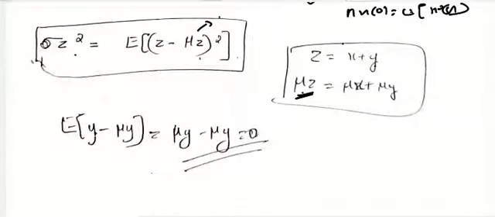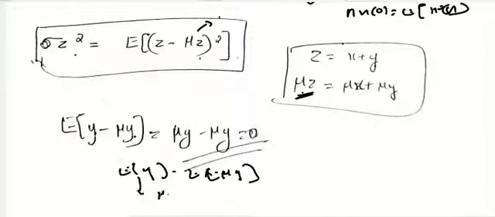And for y minus mu y, we get E of y minus E of mu y. The expected value of mu y is mu y itself, so this difference is equal to 0.